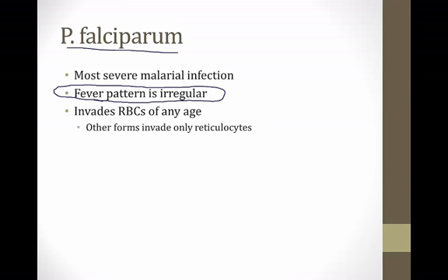It is irregular. And one thing that's very high yield to know for step 1 about this type of Plasmodium is that it invades red blood cells of any age. The other forms only invade reticulocytes, and that's why they cause less severe symptoms. But you can imagine that if this malaria is capable of invading any red blood cell in the bloodstream, it can cause much more dramatic and severe symptoms.